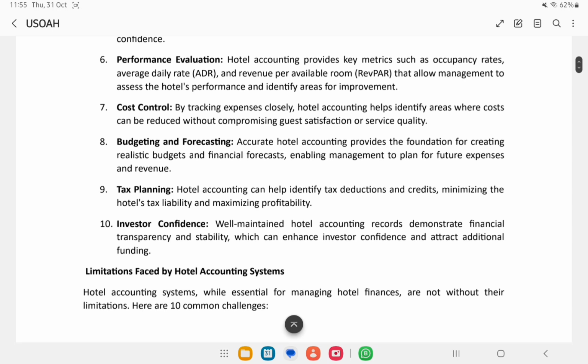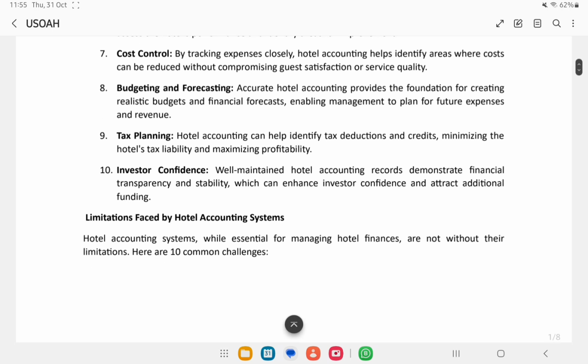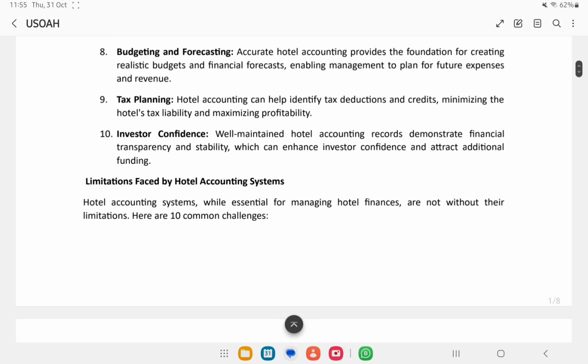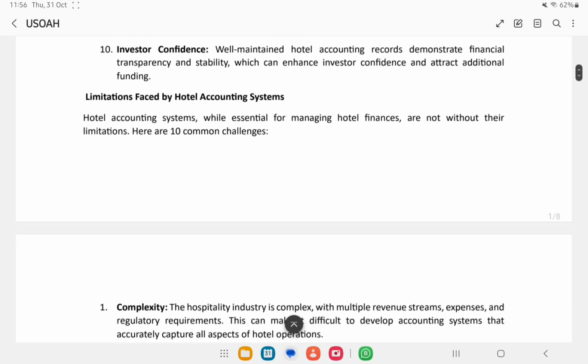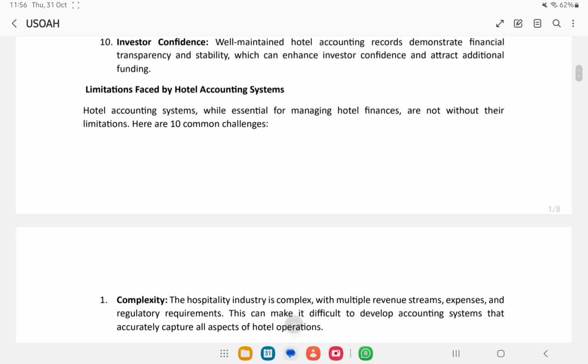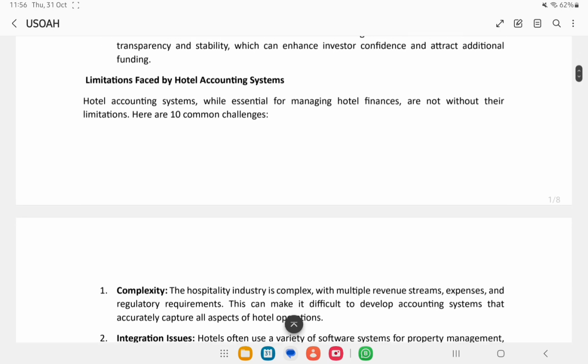It acts as a means to evaluate the performance. It controls the cost. It helps in budgeting and forecasting. If we have proper data accounted from the past, it helps us in making future predictions and budgeting. It helps in tax planning. It improves investors' confidence. The potential investors who are looking to invest in your hotels will ask for financial statements. So if we have proper financial statements, that will improve the confidence they have to invest in your hotel.